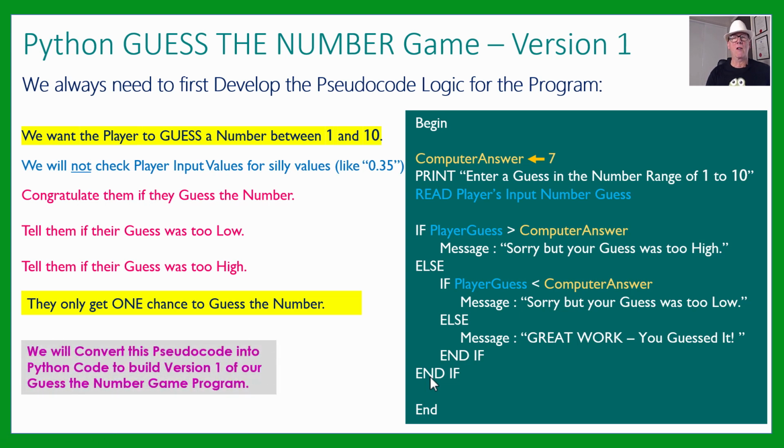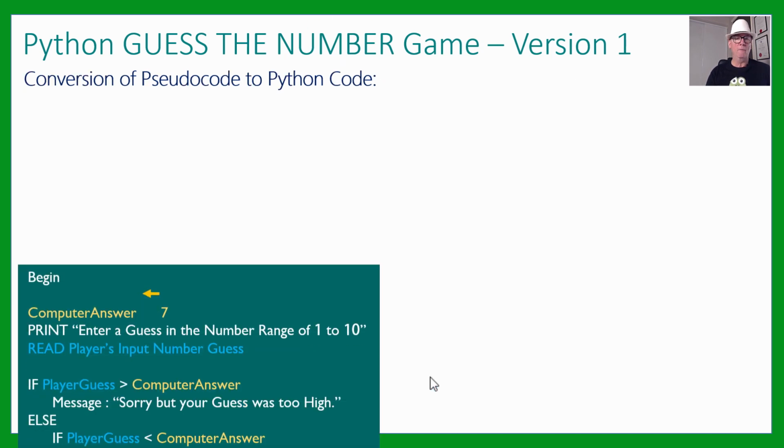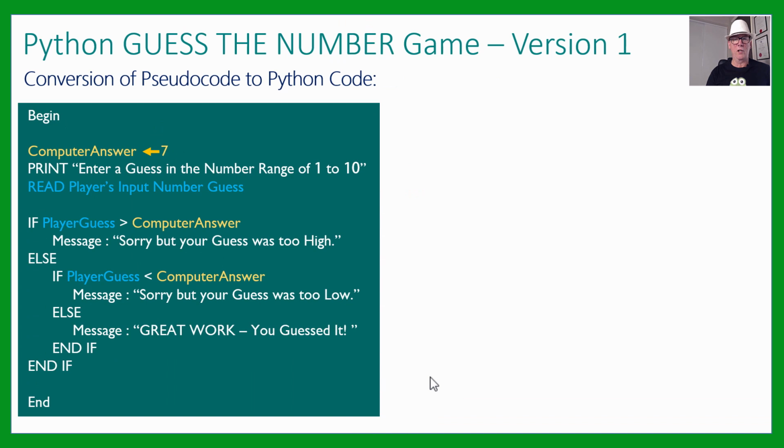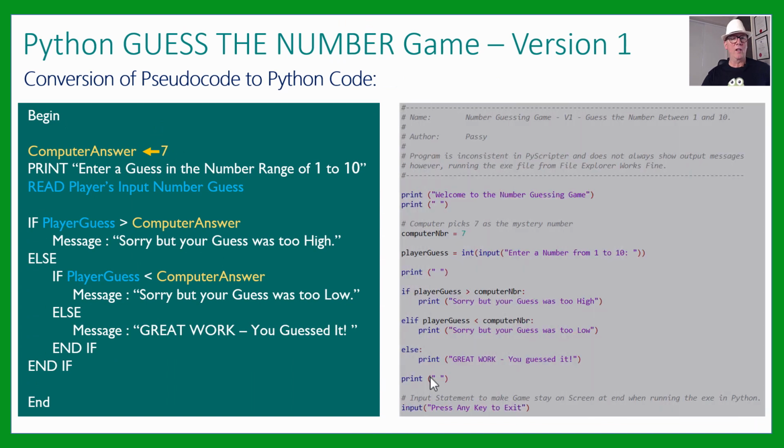So once we've got the pseudocode and the logic worked out about what has to happen, what steps, in what order, and what checking we need to do, then we can convert that into Python code in this case, because we're doing Python programming. So there's our pseudocode we just talked about, and when we convert it, this is what happens.